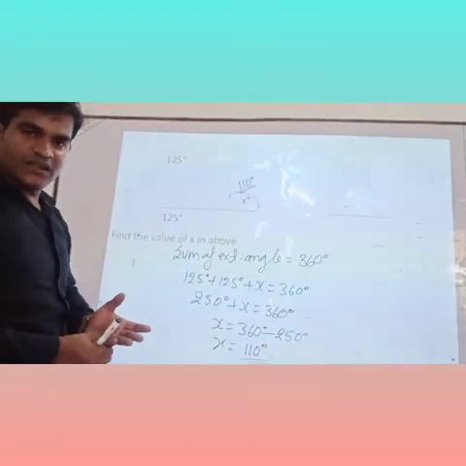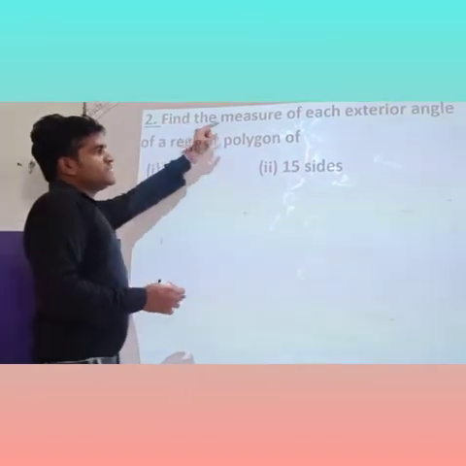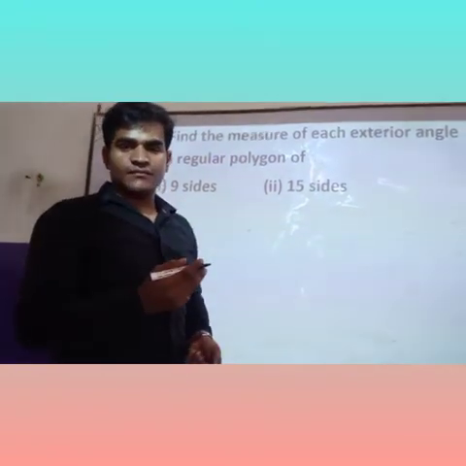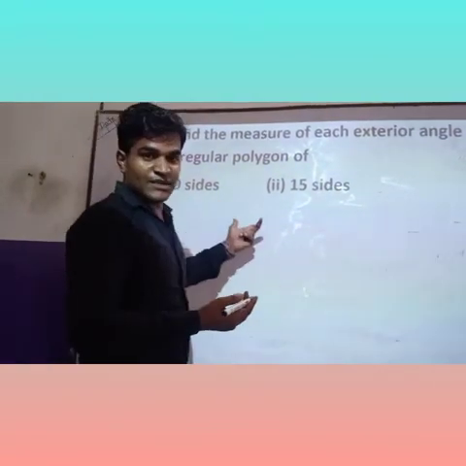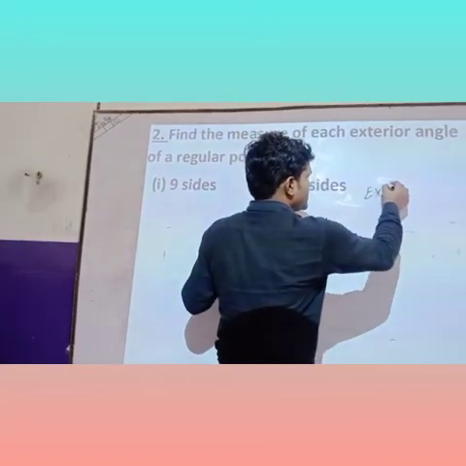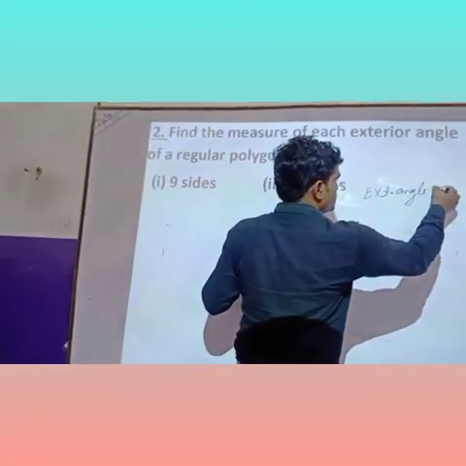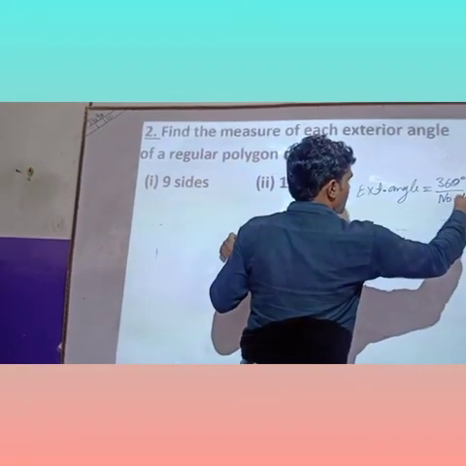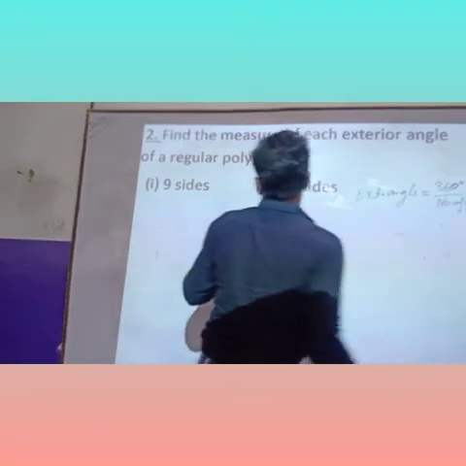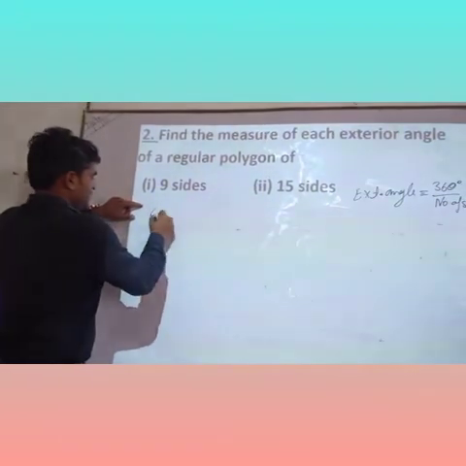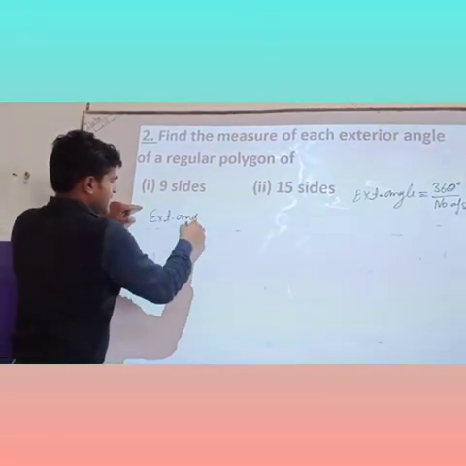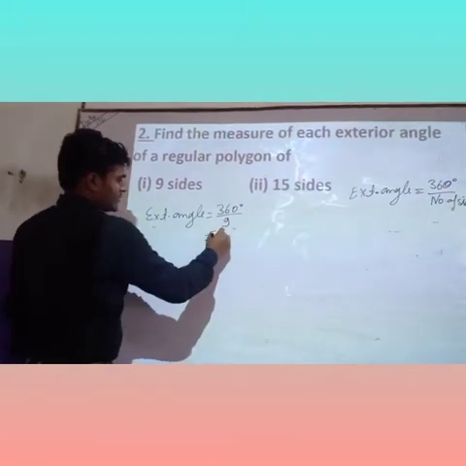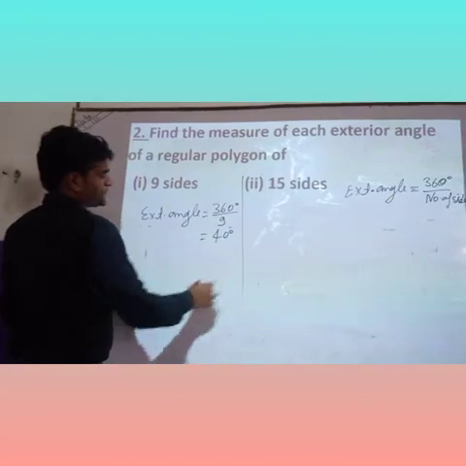Like that, you can find the value of x in this type of question if the exterior angle is given. Okay. Now children, we have to find the measure of each exterior angle. What is the formula to find the measure of each exterior angle if the number of sides is given? Exterior angle is equal to 360 degrees divided by the number of sides. Here 9 sides are given, so the exterior angle is 360 divided by 9, that is 40 degrees.